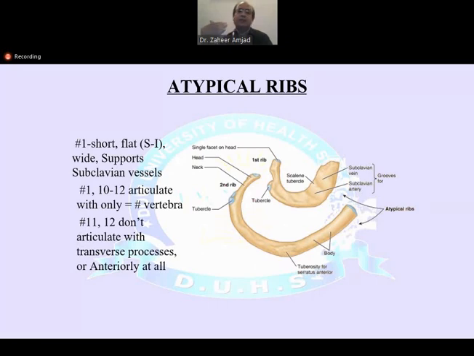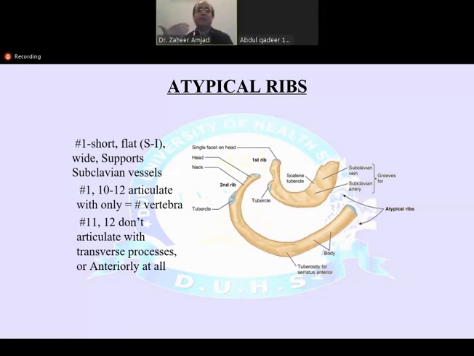In front of that runs the subclavian vein, and behind that there is a groove for the subclavian artery, right? It also has a single facet on the head, because it only articulates with the vertebra of its number, that is the first thoracic vertebra. It does not articulate with the seventh cervical or the vertebra above. So that's why it is an atypical rib. It is different from all the other ribs.